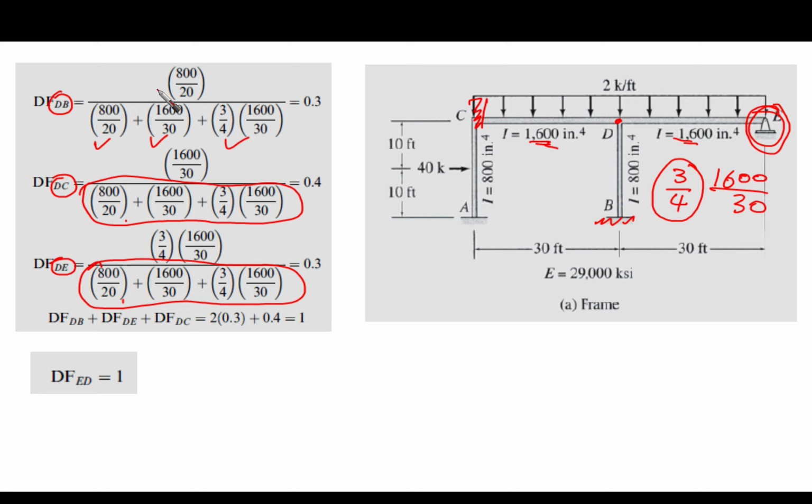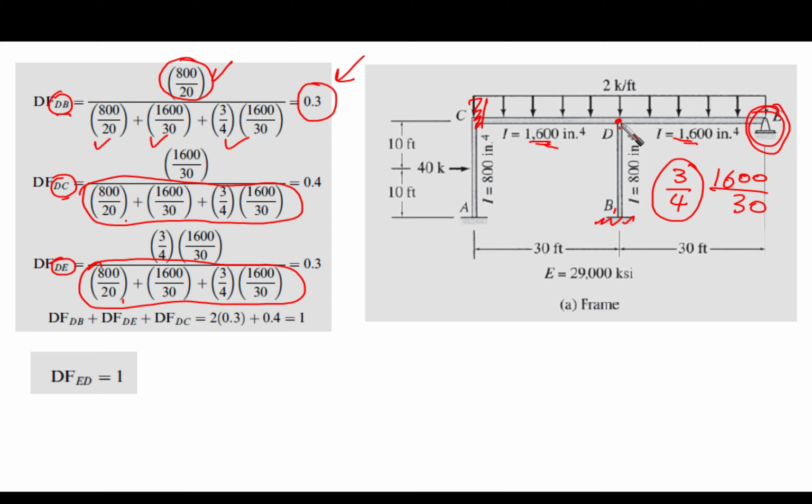So when you calculate this for DB, we're going to put here 800 over 20. This is for DB, 800 over 20. So now, if you calculate this, it gives you 0.3. Okay. So always the distribution factors should be less than 1, as you know.